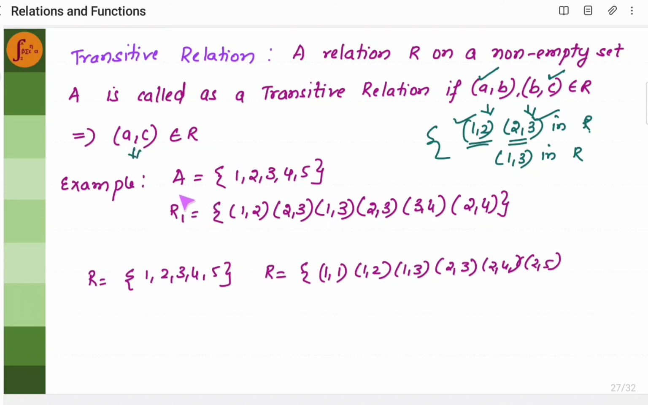Now, let's take this example. So, we have set A with 1, 2, 3, 4, 5 as elements, and this is relation R1. Let's take this first ordered pair. 1, 2 is there. 2, 3 is there. So, what should happen? I should get 1, 3 also here. I have 1, 3, right? Now, let's go to the next one, 2, 3. 2, 3 is there. 3, 4 is there. So, what should happen? I should get 2, 4. So, I have 2, 4. So, this R1 is transitive.